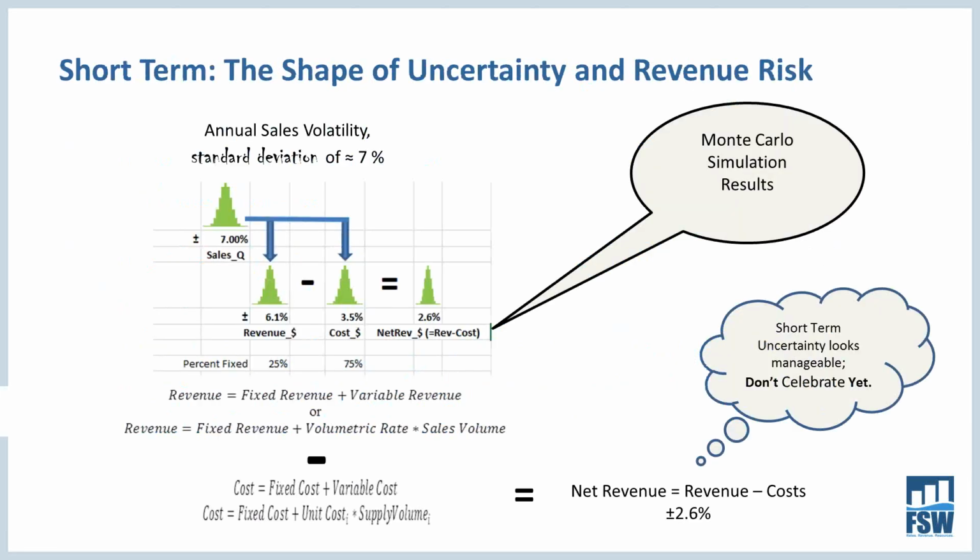Next slide. Here's what it looks like in terms of the shape of uncertainty. On the upper left, I have the shape of uncertainty around annual sales volatility, which is plus or minus 7%. If we look at how that translates into the shape of uncertainty around revenue, it's about plus or minus 6%. This is because some of the revenue is fixed. And around cost, it's even less, because the fixed costs are an even bigger portion. However, when you take the difference between them, because those two things wiggle together, we have a smaller amount.